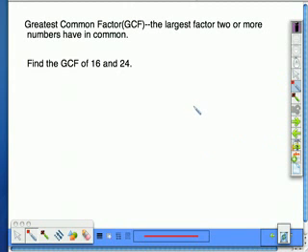Now, greatest common factor, this is the largest factor two or more numbers have in common. To find the greatest common factor of 16 and 24, I'm using the same numbers. Factors are the numbers that can go into 16 and 24. So when I list my factors of 16, I'm thinking to myself, well, I know that 1 times 16 is 16. So that means that 1 and 16 are factors. So I'd list 1 here, and I'd come over here and list 16.